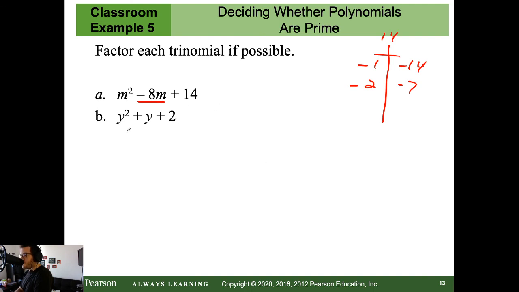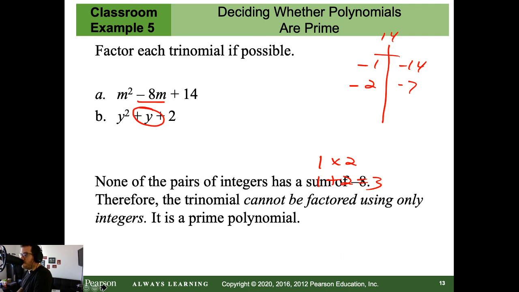Same thing with here. This is plus plus. This is kind of nice. The only factors of 2 are 1 and 2, right? That's the only factors of 2. But what is 1 plus 2? That's 3. This is just a 1. So that's going to be what's called prime. Okay. So that's what they cannot be factored using integers.